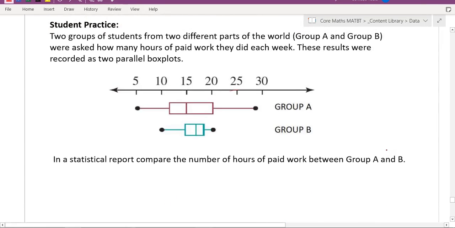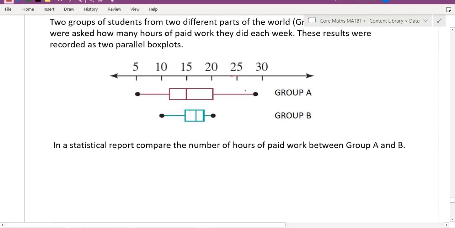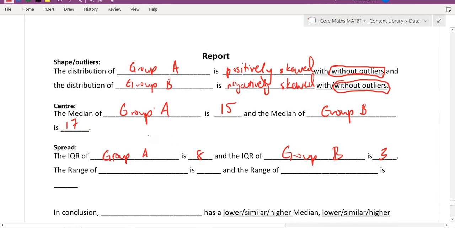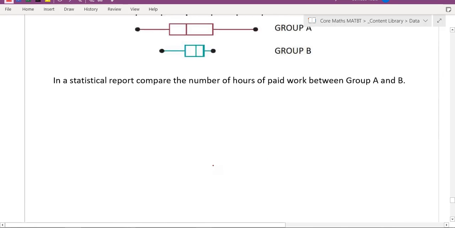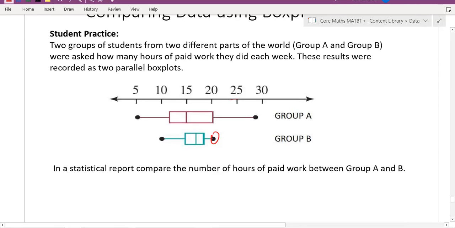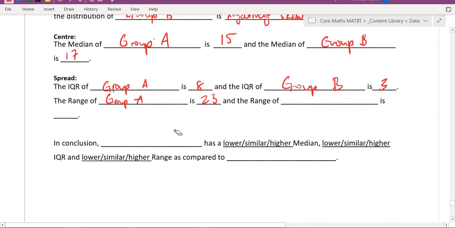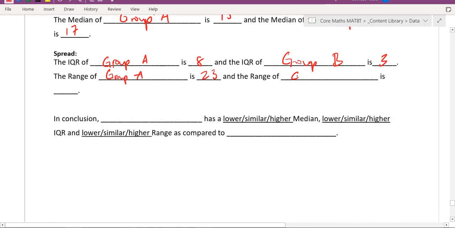The range of group A. Okay, now we talk about the range. So I think that's about 28, and that's 5. So 28 minus 5 is 23. Right, so that means the range of group A is 23, and the range for group B, so that's 20, and that's 10. So maximum minus minimum is 10. The range of group B is 10. Very bad writing. G-R-O-U-P.